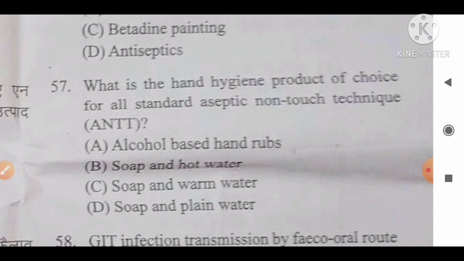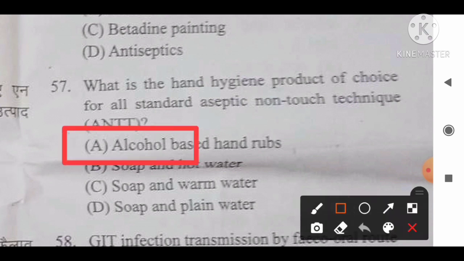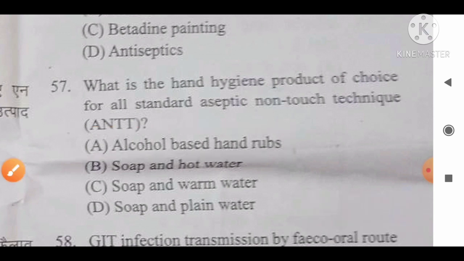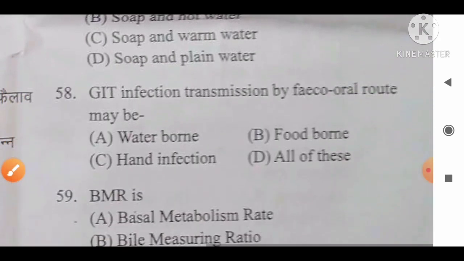Move to the next question, number 57. Which is the hand hygiene product of choice for all standard aseptic non-touch technique, ANTT? And the options are A, alcohol based hand rubs, B, soap and hot water, C, soap and warm water, D, soap and plain water. And the correct answer for this question is option A. Alcohol based hand rubs are the hand hygiene product of choice for all standard aseptic non-touch technique. So option A will be the correct answer for this question. Move to the next question, number 58.